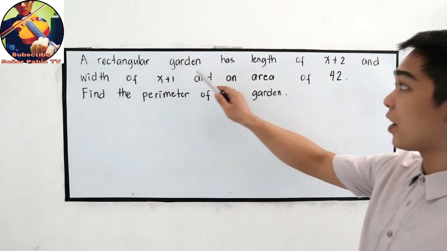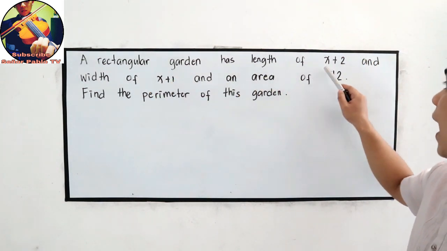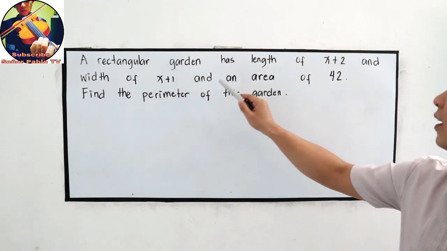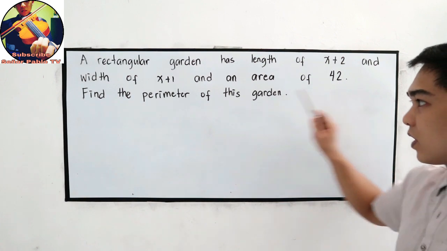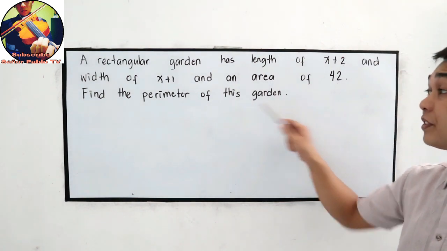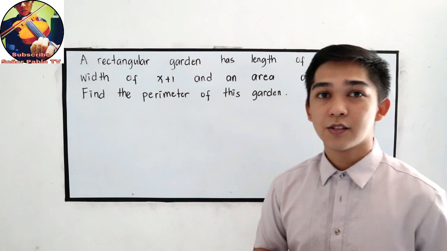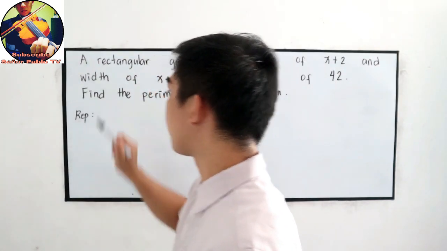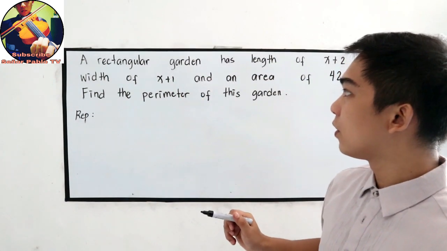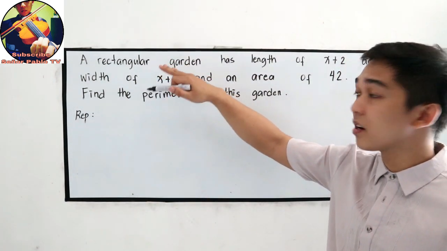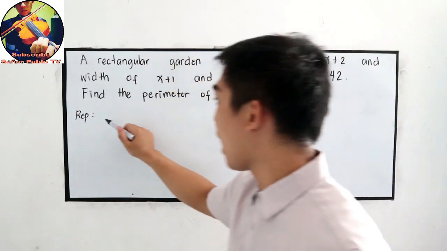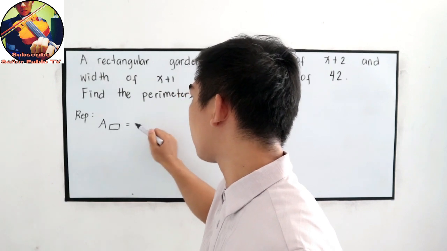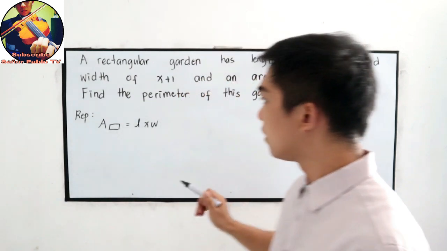A rectangular garden has a length of x plus 2 and a width of x plus 1 and an area of 42. Find the perimeter of this garden. So let's start with our representation. We have a rectangle, a rectangular garden. So the area of that rectangular garden is equal to length times width.